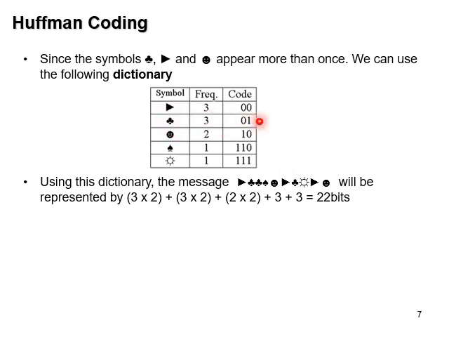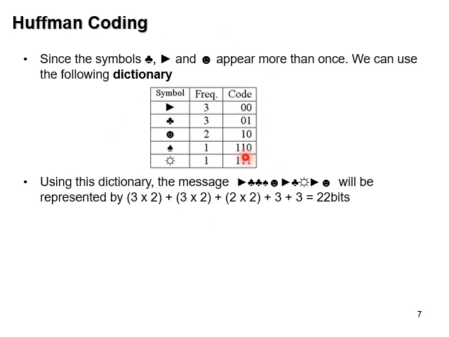This one appeared 3 times, 2 bits, 3 by 2. This one appeared only 2 times with 2 bits, so 2 by 2. This one appeared once with 3 bits. This one once with 3 bits, so plus 3 plus 3. In total, we have 22 bits. Compared to what? Compared to 30 bits that we had in the previous slide. So if you use a fixed length code, you need 30 bits to represent the message. If you use the variable length code as obtained by Huffman coding, you need only 22 bits. So you're saving 8 bits out of the 30. This is almost 25%, which is a big reduction.